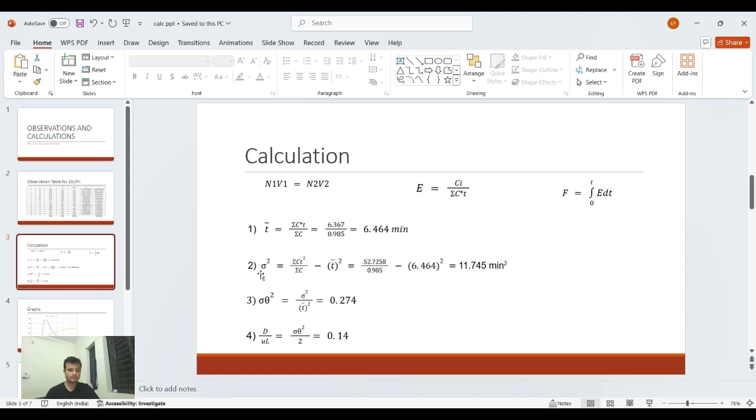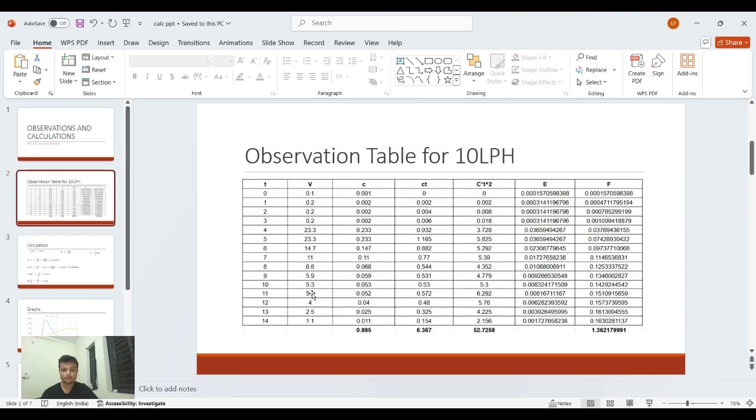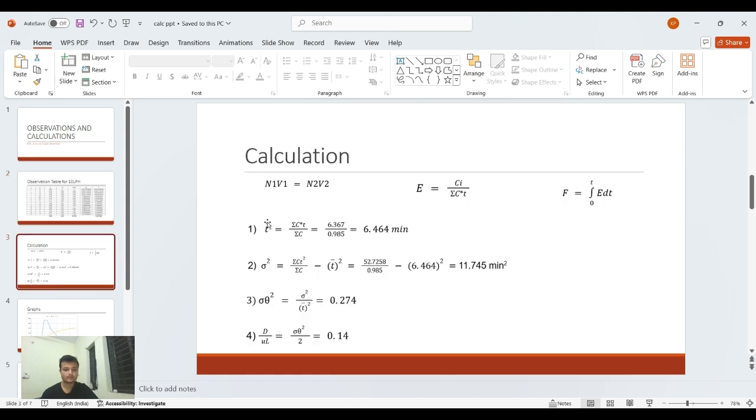And after this, this is sigma square, that is variance. Variance measures the spread of residence time around the mean. So the formula for sigma square is summation Ct square upon summation of C minus mean residence time square. From these values, summation of Ct square upon summation of C minus this mean residence time square will give sigma square, that is variance.